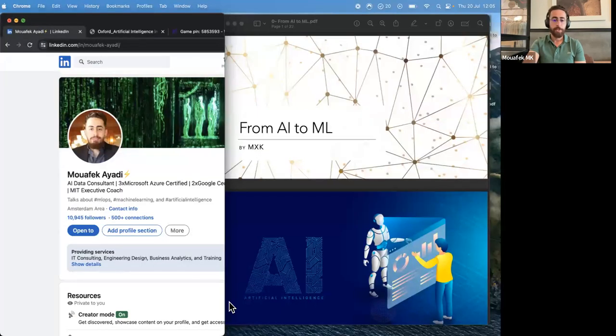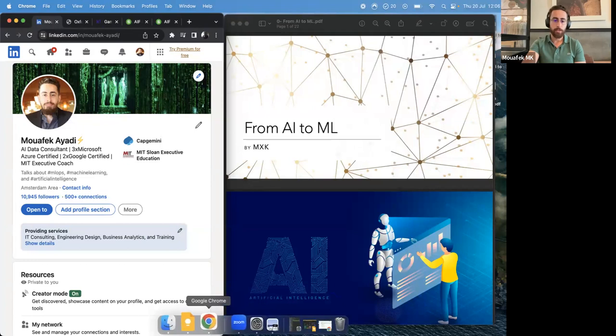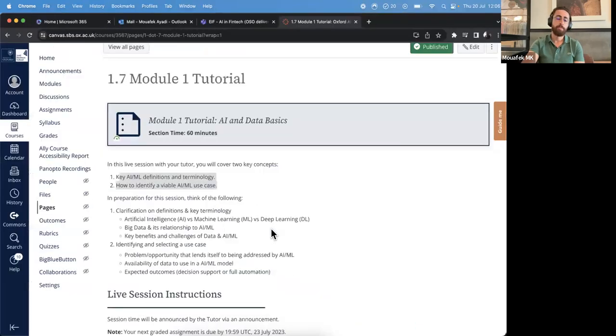Otherwise, let's see the agenda for today. This is the first tutorial session in artificial intelligence in finance, I guess. We're going to start with the terminologies and definitions of artificial intelligence and machine learning. I think many of you have already given good answers in Canvas, and I've seen Burak giving great feedback. Then we're going to try to identify a viable artificial intelligence machine learning use case, but I have an idea of combining those two together through my presentation.